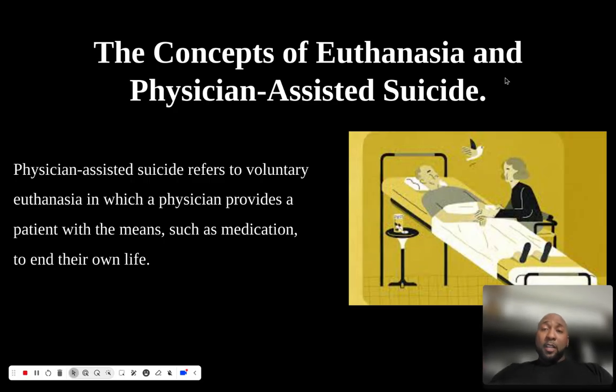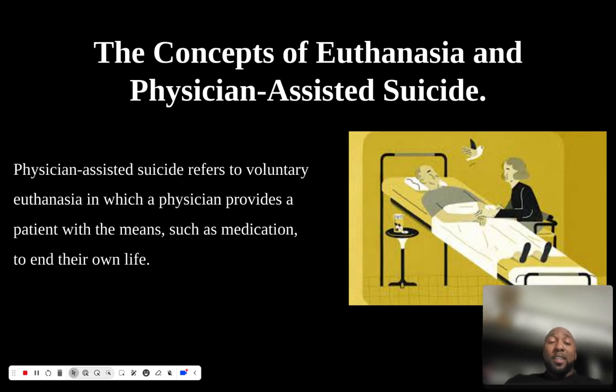Next are the concepts of euthanasia and physician-assisted suicide. Physician-assisted suicide and euthanasia are not allowed in all states. Physician-assisted suicide refers to the voluntary act in which a physician provides a patient with the means, such as medication, to end their own life.